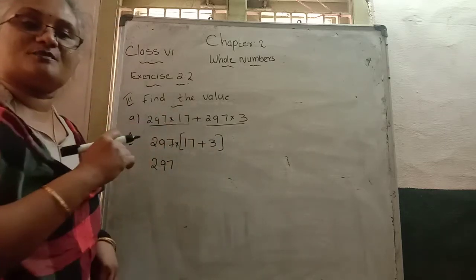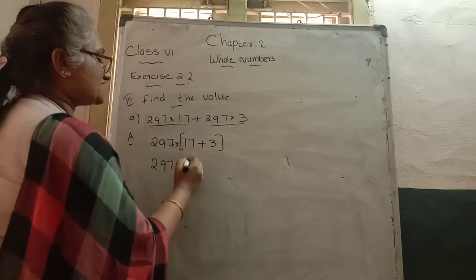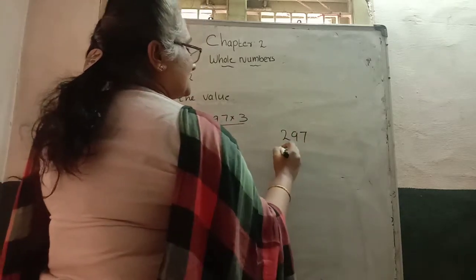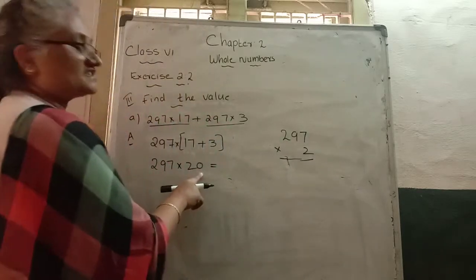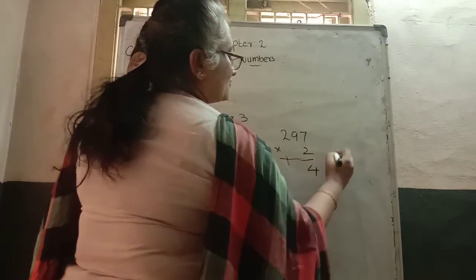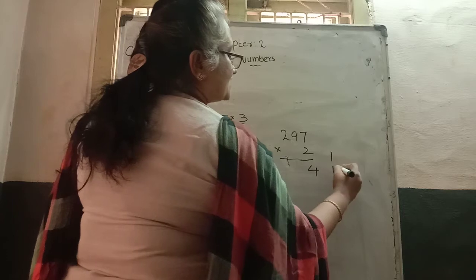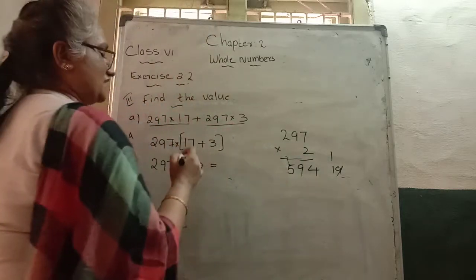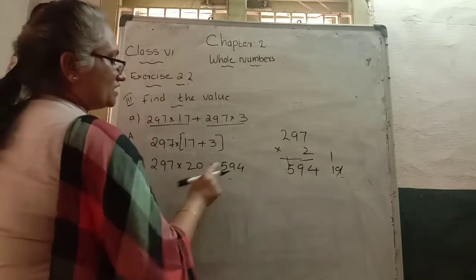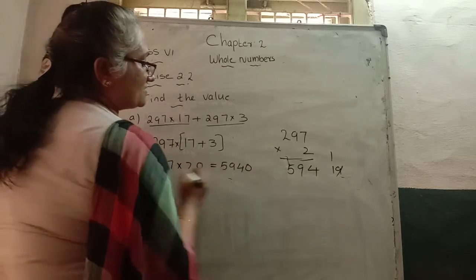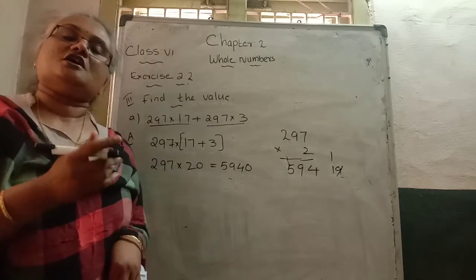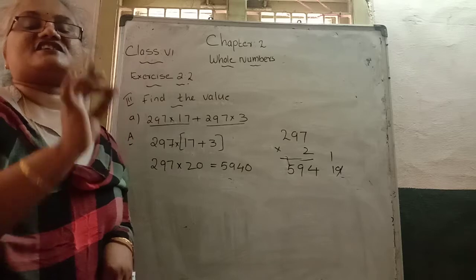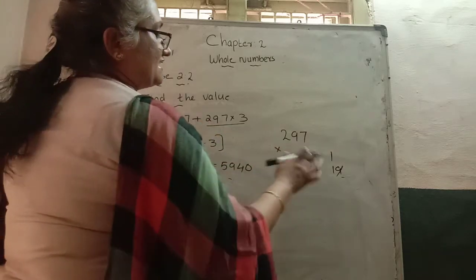Here the bracket, before it we read as into: 297 into (17 plus 3). 17 plus 3 comes to how much? 20. Then the multiplication, how do we multiply? The easy way is to multiply 297 with 2, then place the 0 in the answer place. 2 sevens are 14. 2 nines are 18, 18 plus 1 is 19. Write 9 and carry 1. 2 twos are 4, 4 plus 1 comes to 5. So 594, and since our multiplier has a 0, we write 0 in the answer place. So 20 multiplied, no problem, it is just an easy method I am saying: multiply the numbers, and finally when writing the answer, put 0 there. I hope you can understand what I say here.